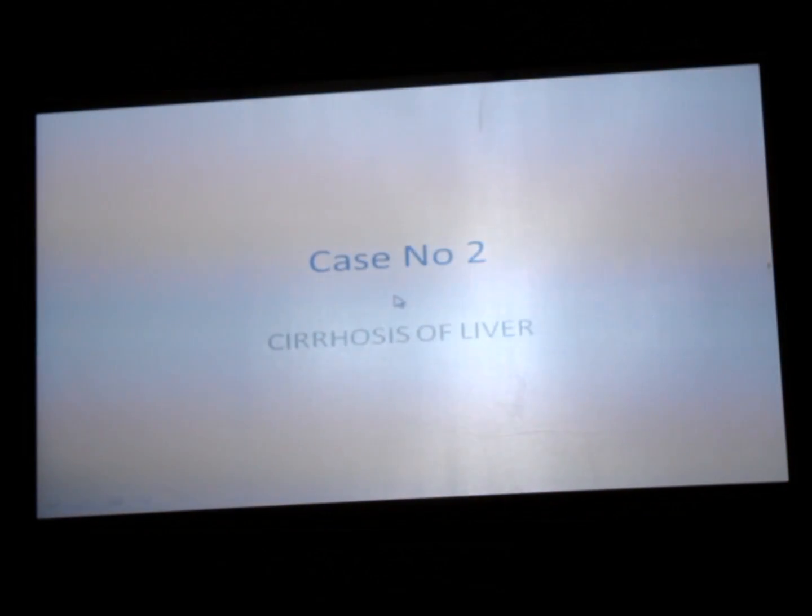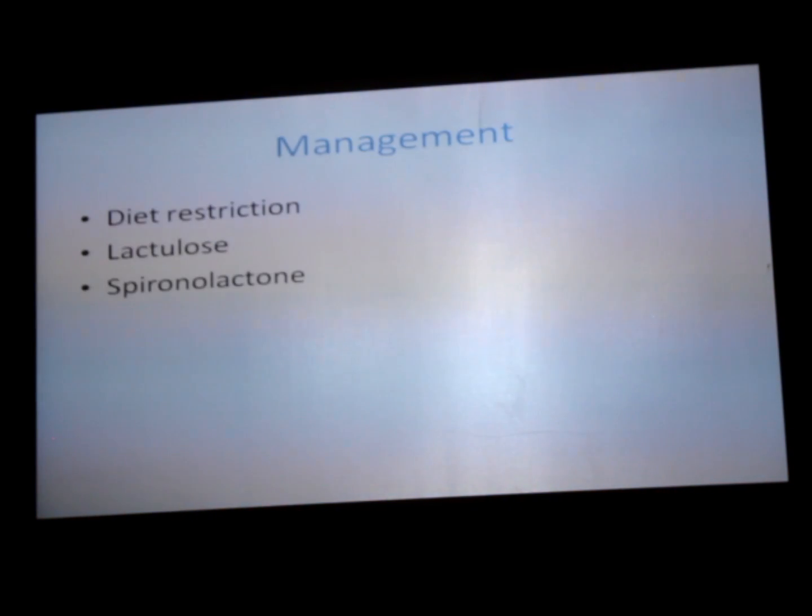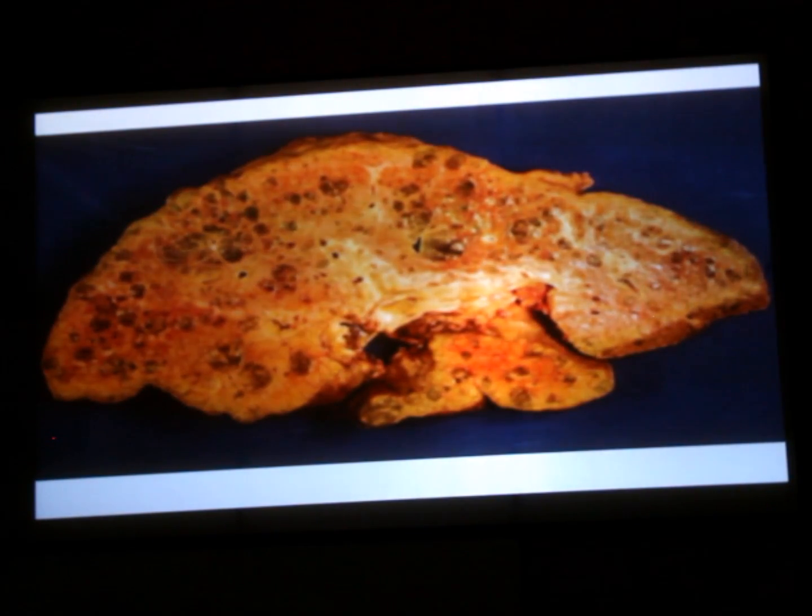Already I told you, in GIT there is one more slide, cirrhosis of liver. This is how liver looks in cirrhosis. Cirrhosis is the last stage, end stage of liver. Liver cannot do function after that. It is like liver becoming useless tissue. End stage, it occurs because of many causes.